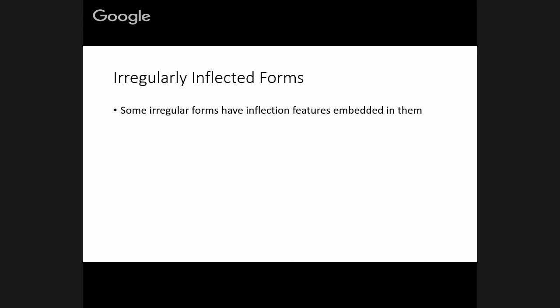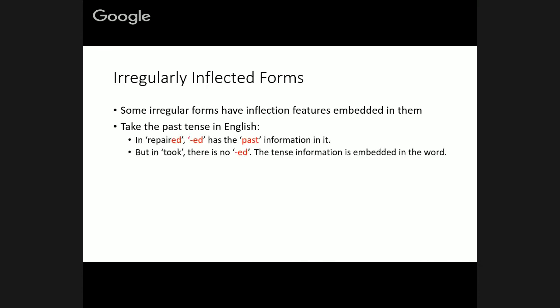Now, irregularly inflected variants are a special kind of variant. I wanted to show you how FLEXTrans handles that pretty well. So if we talk about the ed ending, like the word repaired, you see that past is built into ed, but when we have the word took, we know it's past, but there's no overt suffix that shows us that. And when we're translating between two languages, we'd like to transfer the tense information in both cases.